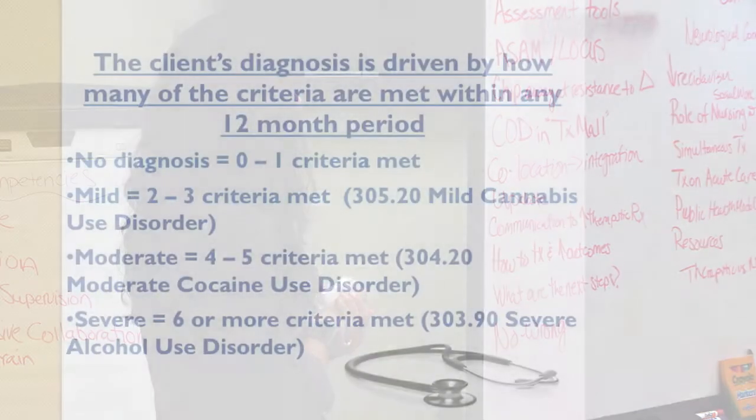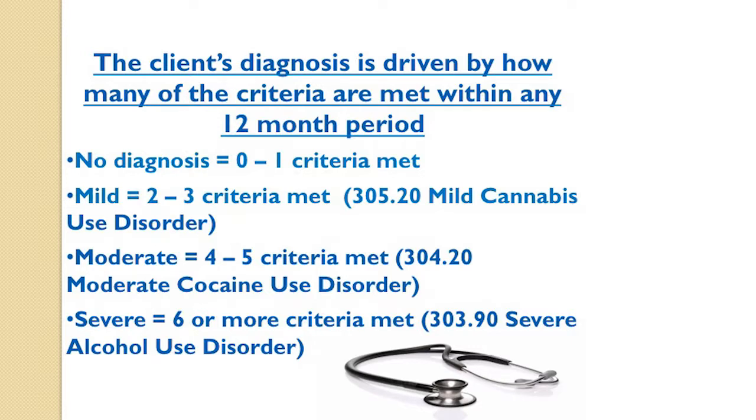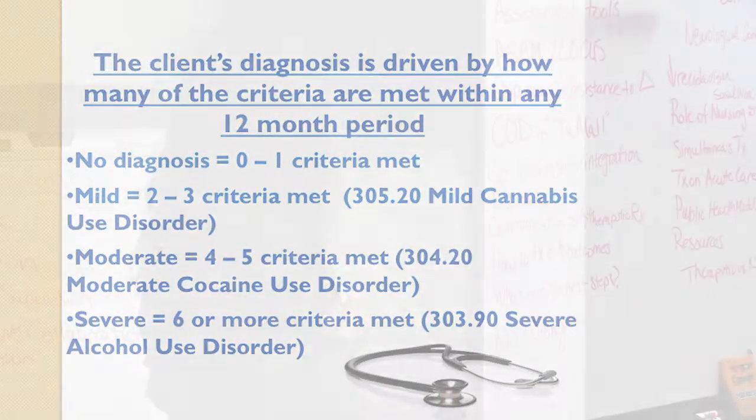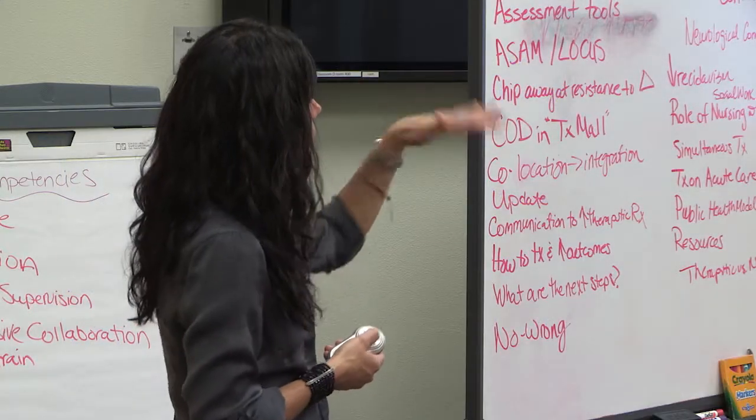Okay, so again, during the same 12-month period, no diagnosis if only one of those 12 criteria is met. Mild if 2 to 3 are met, moderate if 4 or 5 are met, and severe if 6 or more of those criteria are met. And then we have course specifiers.